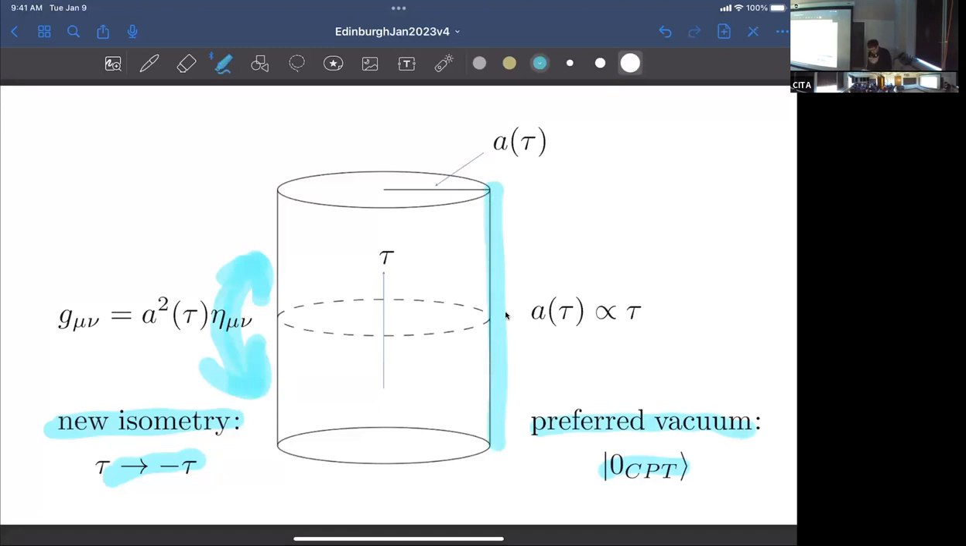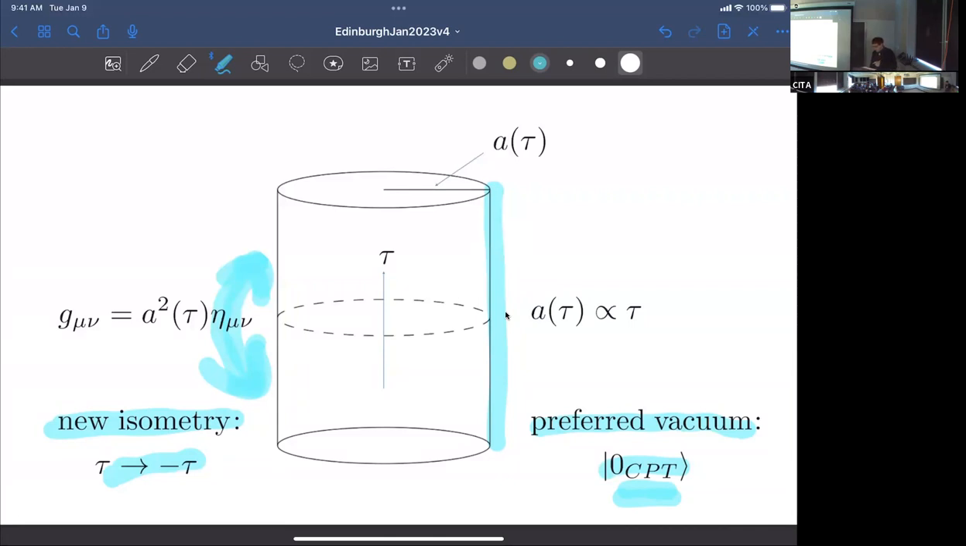And so we want to consider the hypothesis that maybe the universe really is in that vacuum state. CPT is thought to be a very fundamental and exact symmetry of the laws of nature, where you simultaneously swap particles and antiparticles, that's C, and then you reflect everything in a mirror, that's P, and then you also reverse the arrow of time, that's T.